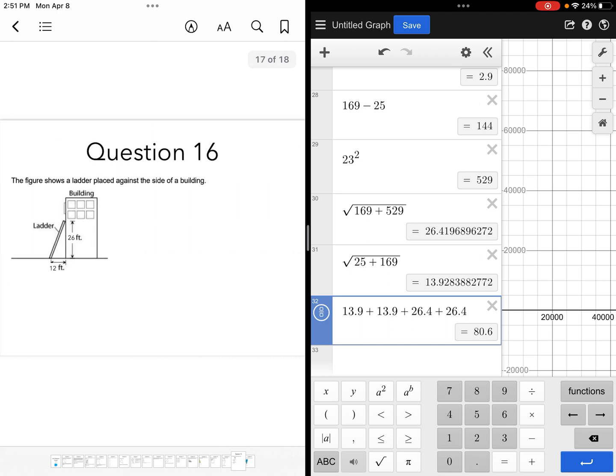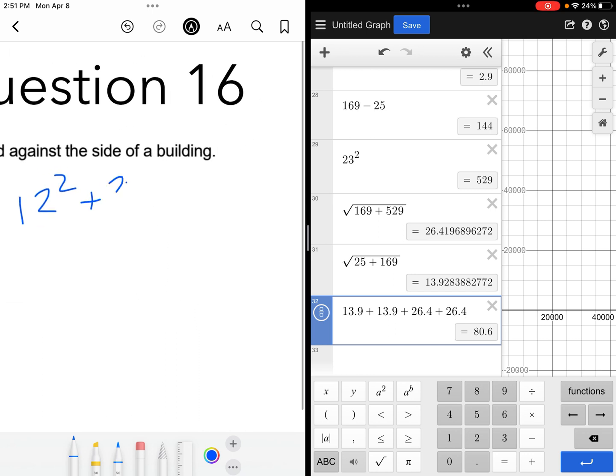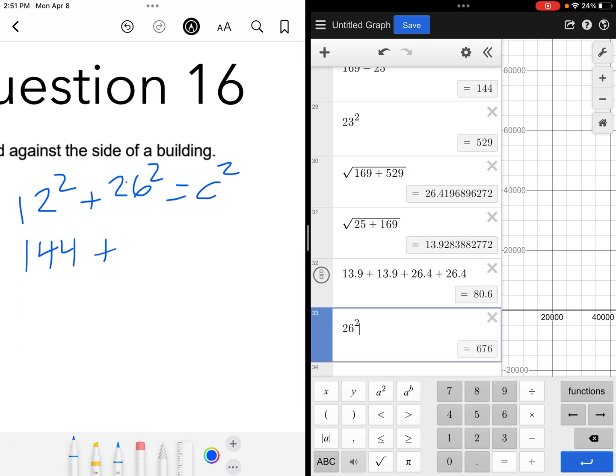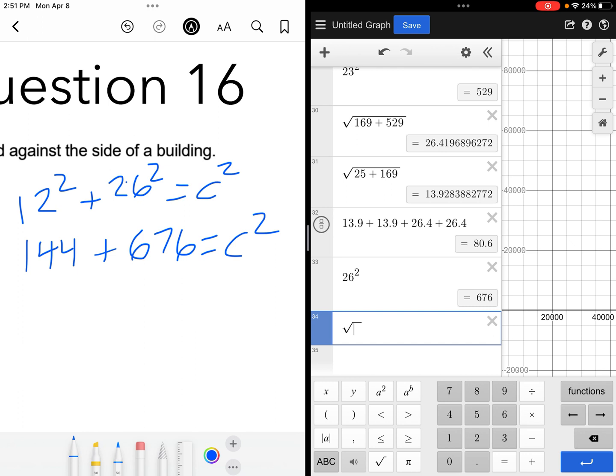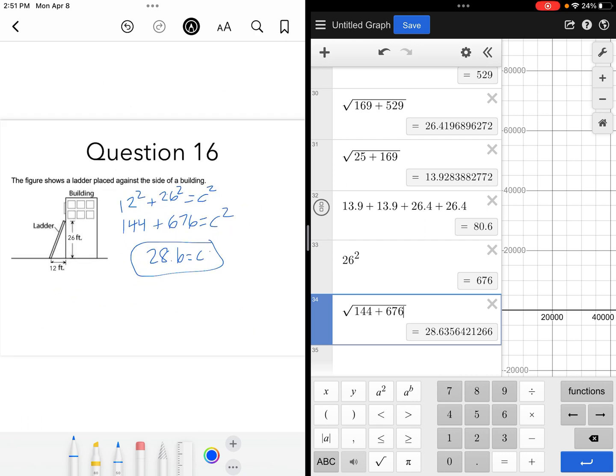All right, the next one, they show you a ladder is placed against the side of the building. And they want to know how long the ladder is. So I've got 12 squared plus 26 squared equals c squared. So I got 144 plus 676 equals c squared. So I'm going to find the square root of 144 plus 676. And I get 28.6. So the ladder is 28.6 feet long.